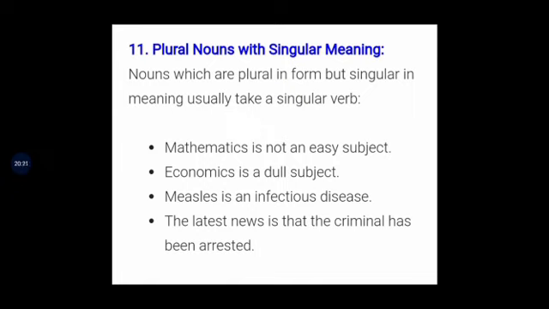The latest news is that the criminal has been arrested. So here the latest news is the subject. It sounds like a plural subject, but with meaning it is singular. So we need to take the singular form of the verb.